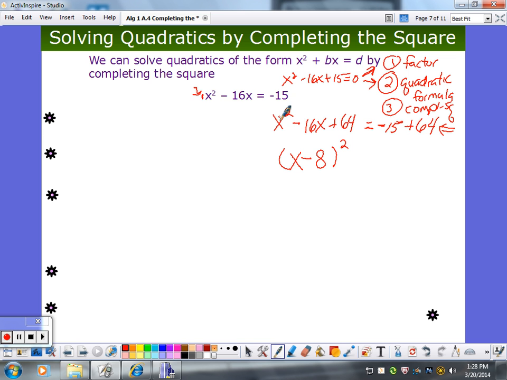Right? Take the square root, use this sign. This is what we were just practicing. And then whatever, what is negative 15 plus 64? What is it? 49.